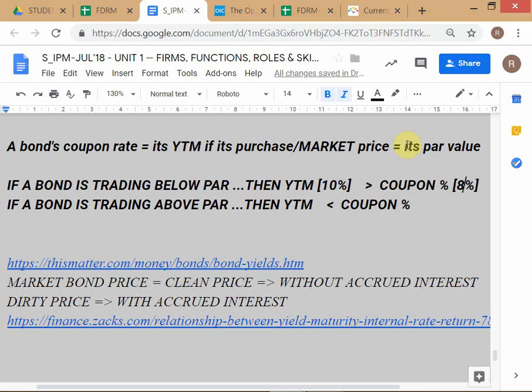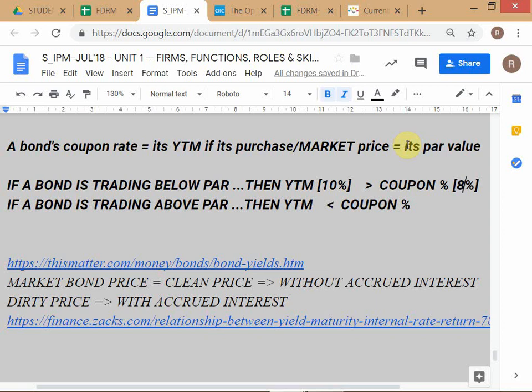Okay, let's make sure that everybody is clear with this example also. The first statement we are making is about when the market price of the bond is equal to the par value of the bond. First of all, is everyone clear about par value? Everyone is clear? Nikita, you're clear about par value?